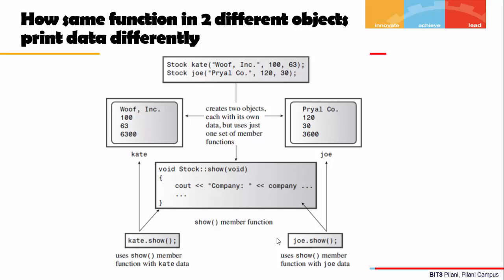Kate.shares occupies one chunk of memory and Joe.shares occupies a second chunk of memory. But Kate.show and Joe.show invoke the same method. They just apply the code to different data. Each object will have its own variables, so it will print the data differently.